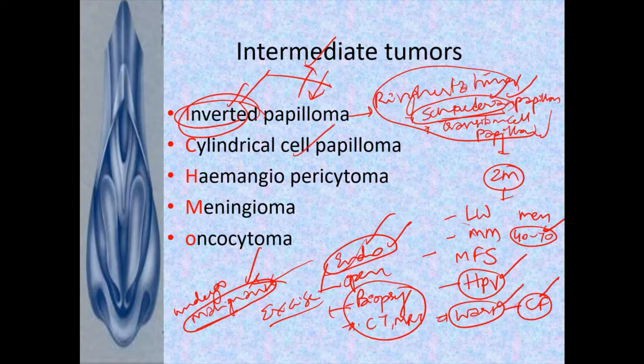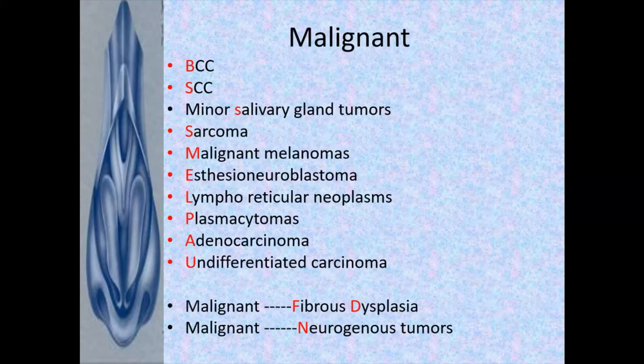And cylindrical cell papilloma, hemangiopericytoma, meningioma (from meninges), oncocytoma. All these are intermediate tumors. And malignant tumors of the nose are basal cell carcinoma and squamous cell carcinoma. Basal cell carcinoma, as you know, is called rodent ulcer, and it occurs in Burrow's triangle.